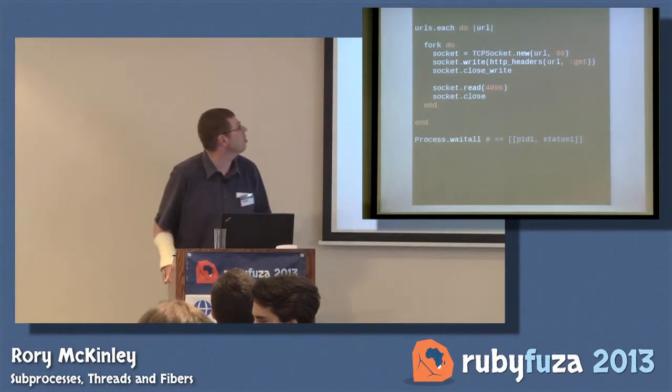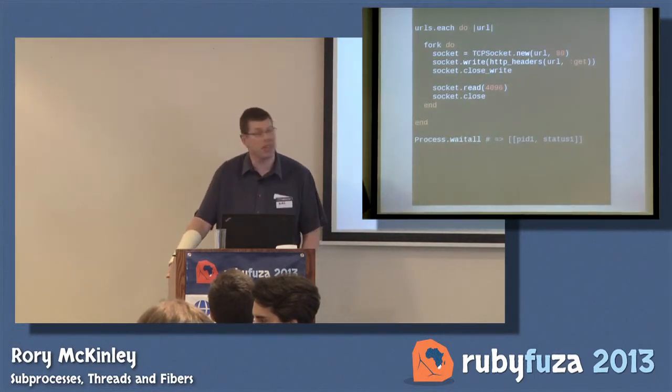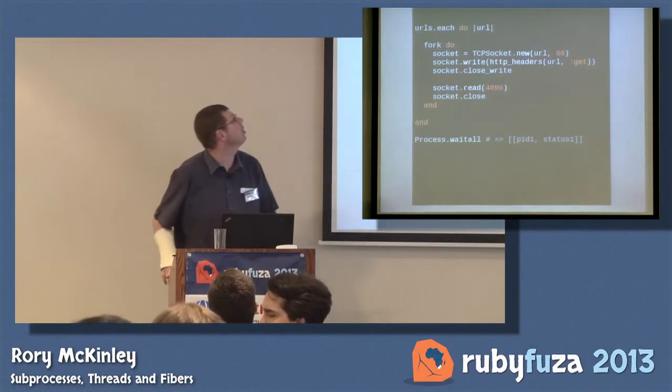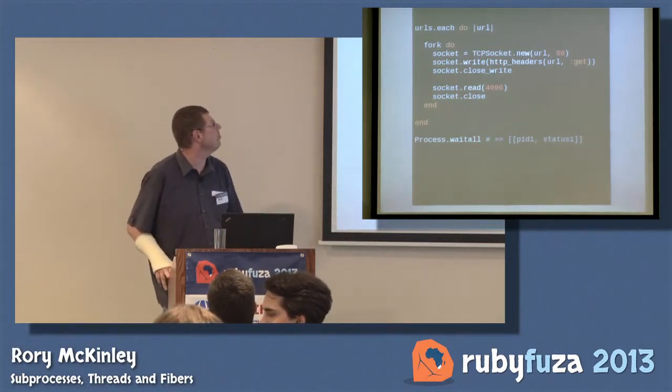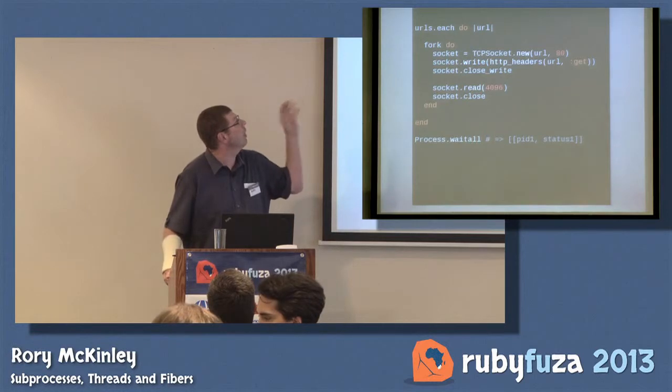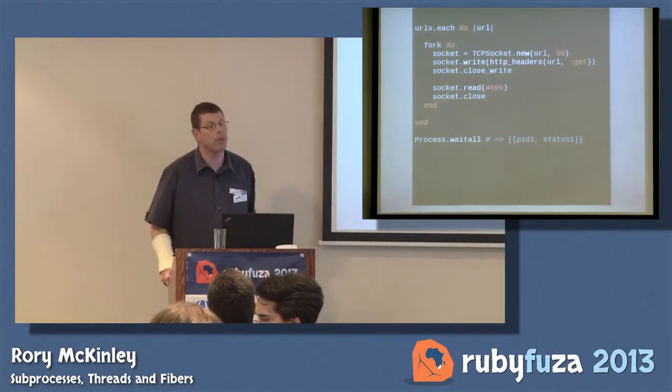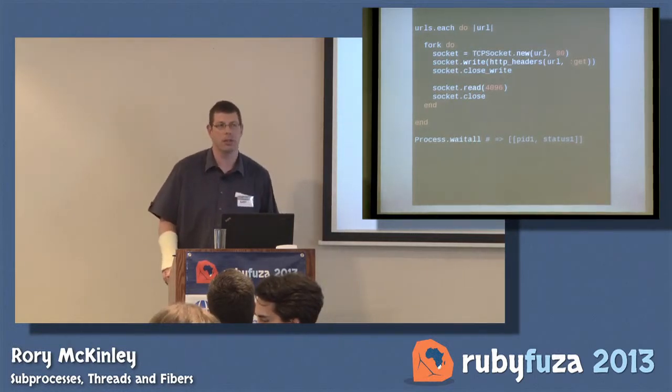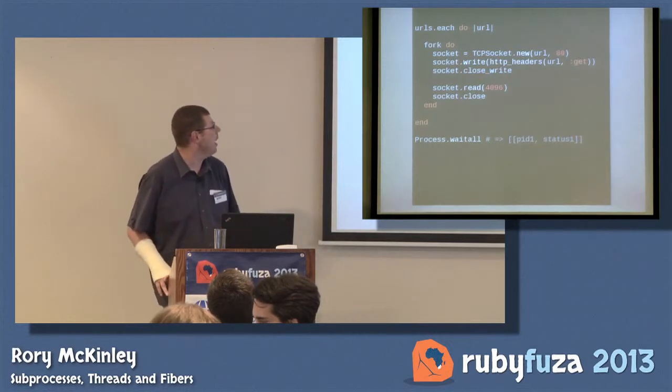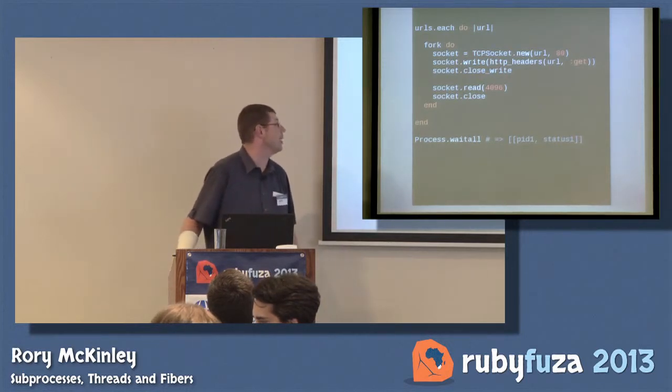The internals of what you do in the TCP socket is the same as for threads. You're going through a collection of URLs again, and you have the fork call, and what you do is you pass a block, and the code in the block only gets executed in the child. It doesn't get executed in the parent. And at the end, we have a blocking call again.